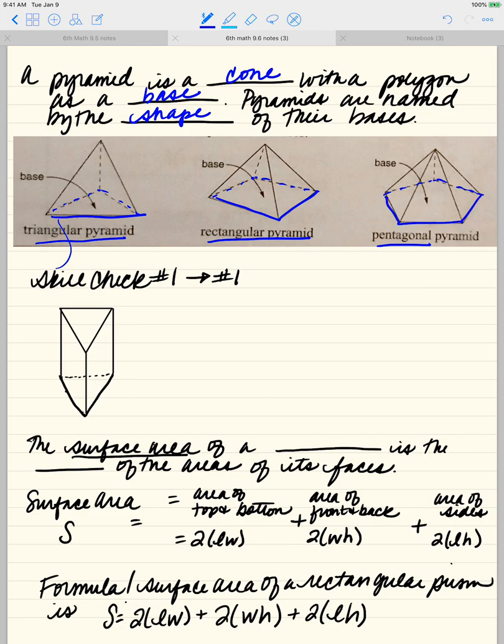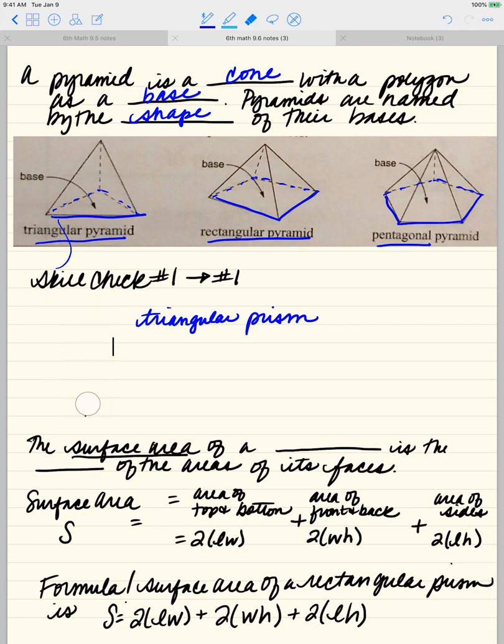Okay, box skill check number 1 says name each figure and write the number of faces, edges, and vertices. Okay, so we're going to look at this shape and we're going to say, okay, what is this? This is a triangular prism. Okay, and we know that because a prism is some sort of a cylinder that has two congruent polygons as bases. And here we have a triangle that is congruent with this triangle right here. So this is a triangular prism.